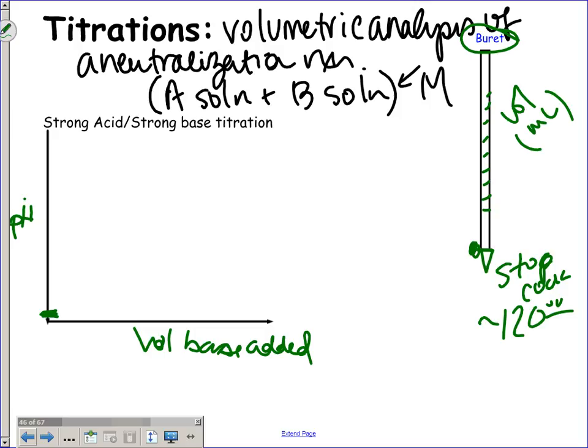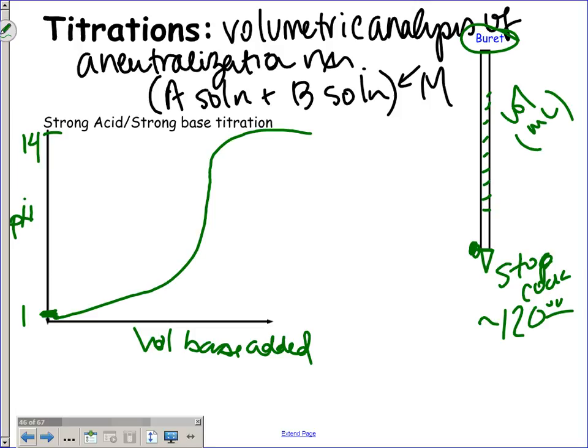As I add my base, it's going to go up in pH, go up in pH, and it's going to shoot up like this. And then you're going to continue adding base, and then it's actually going to level back out, because you can't just keep going up, right? We actually have to end at 14-ish. So this is about a pH of 1, this is about a pH of 14.